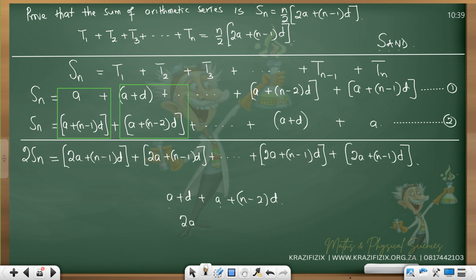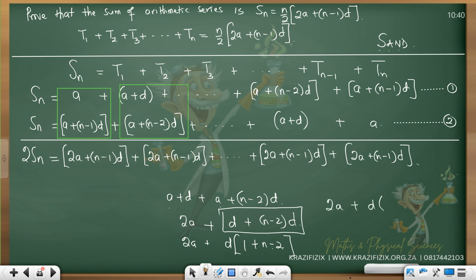So a plus a would give me what? 2a plus, now what do I have? d plus (n minus 2)d, right? Okay, look at this. What do you think is common? d is common, right? What do I have? 1 plus n minus 2. I hope that math makes sense. I brought out d. Now what is 1 minus 2? That's minus 1. Yep. Do you see that we have the same thing?